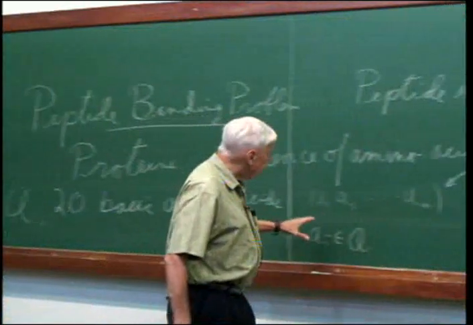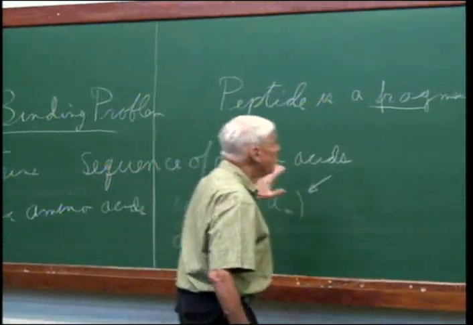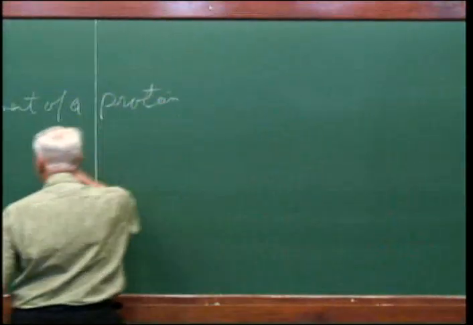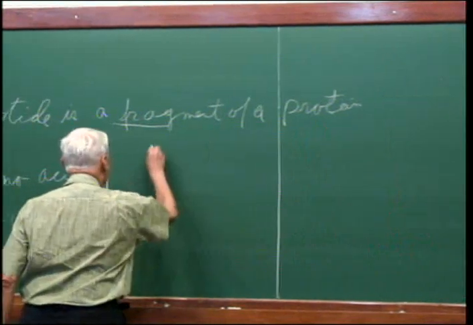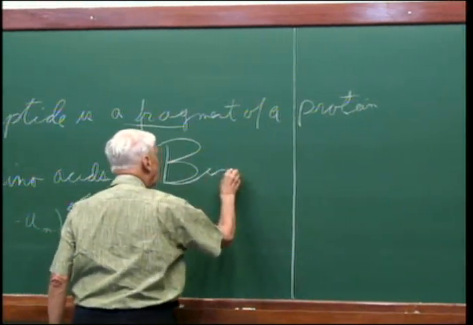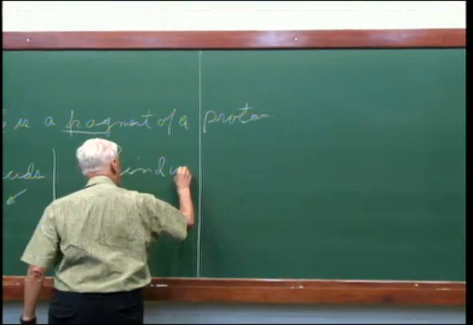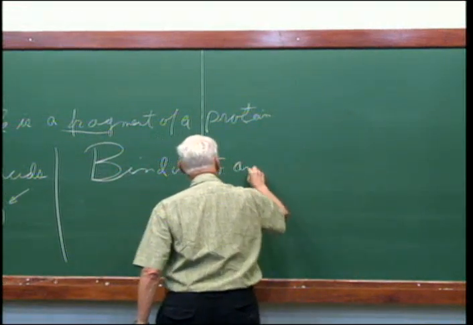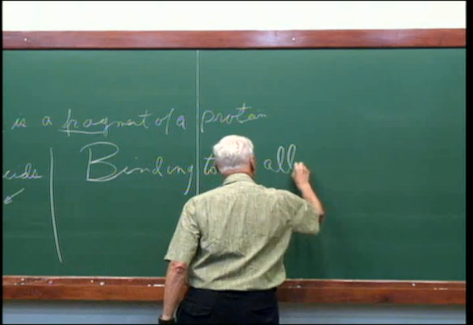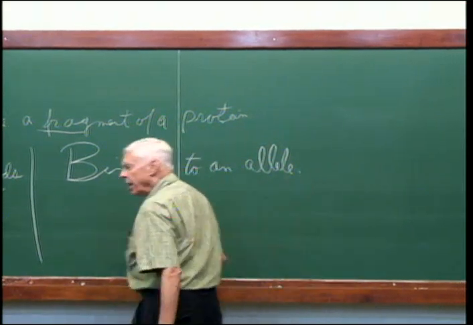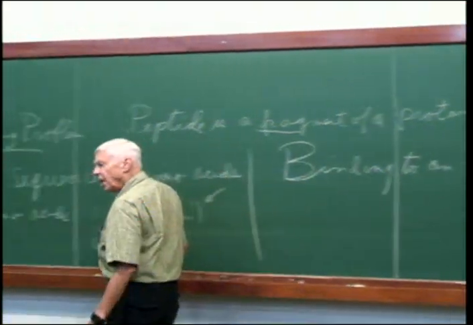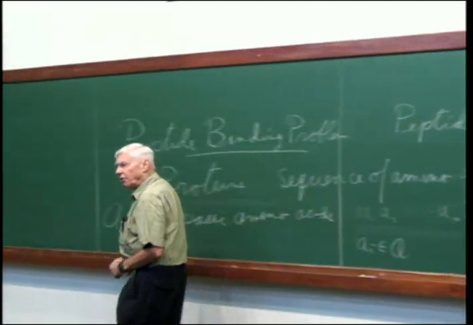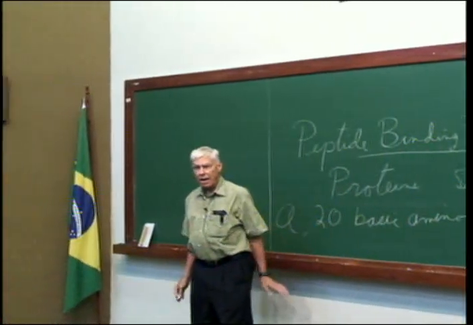Okay, so we want to look at the peptide binding problem. So we want to talk about binding to these molecules, to an allele. Allele also has a representation as a sequence of amino acids. So everything is in the same domain.